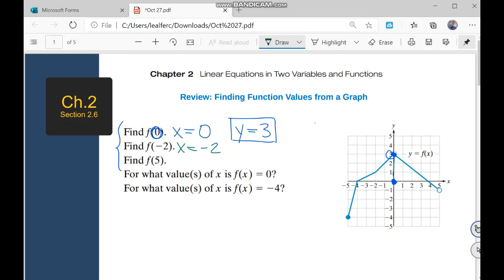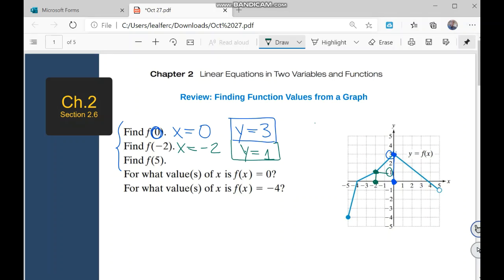This is a review from yesterday. If x equals -2, go to the graph, find -2 on the x-axis. So -2 is right here, right? -2. Then draw a line intersecting the graph of the function, and the graph is going to be intersected at this point here where y equals 1. So the answer here is y equals 1.